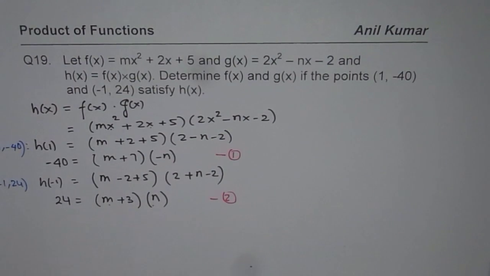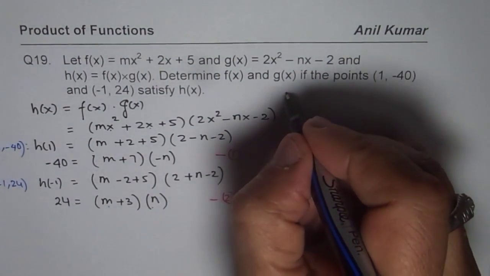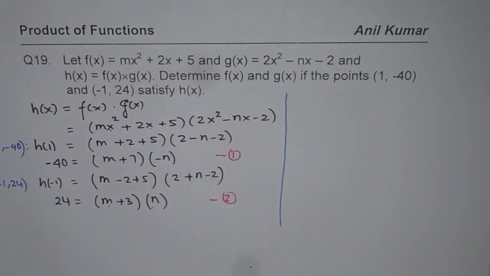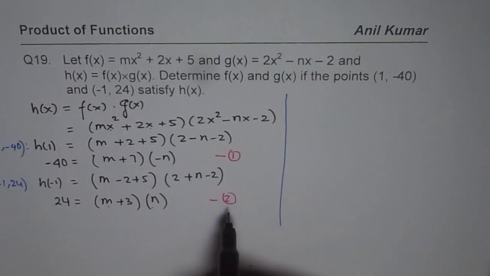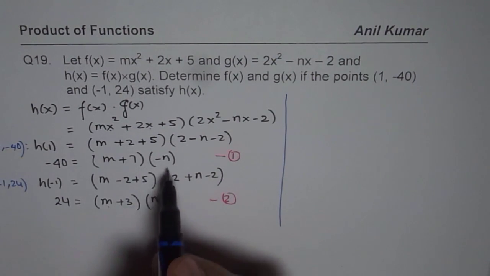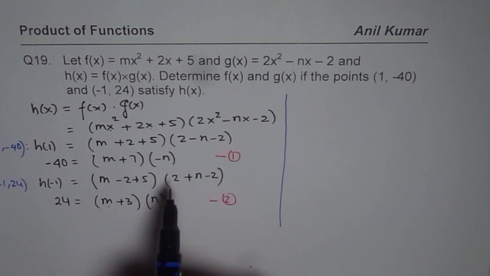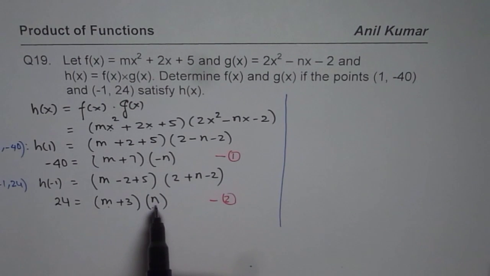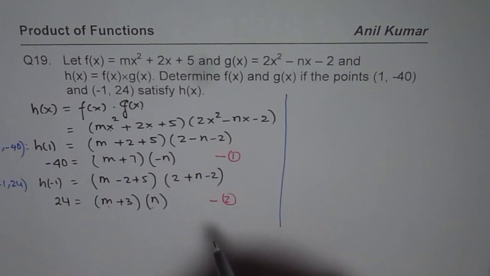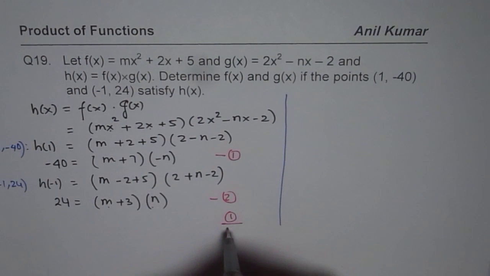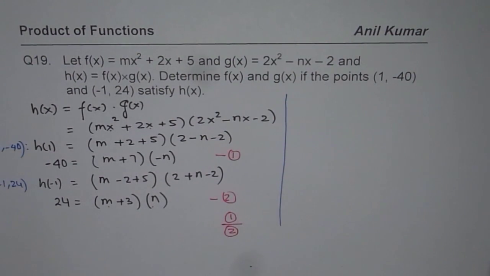There are two unknowns. Using these two equations we can always calculate the values of the unknowns. So let me write down these equations once again. To find the values, we can divide one equation by the other. In that case we'll eliminate n and we can find m. So that is the strategy. We are going to divide equation 1 by equation 2.